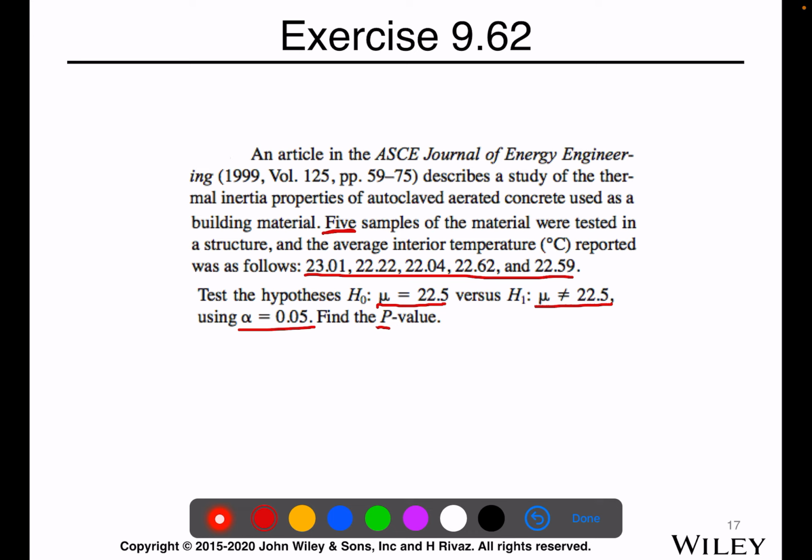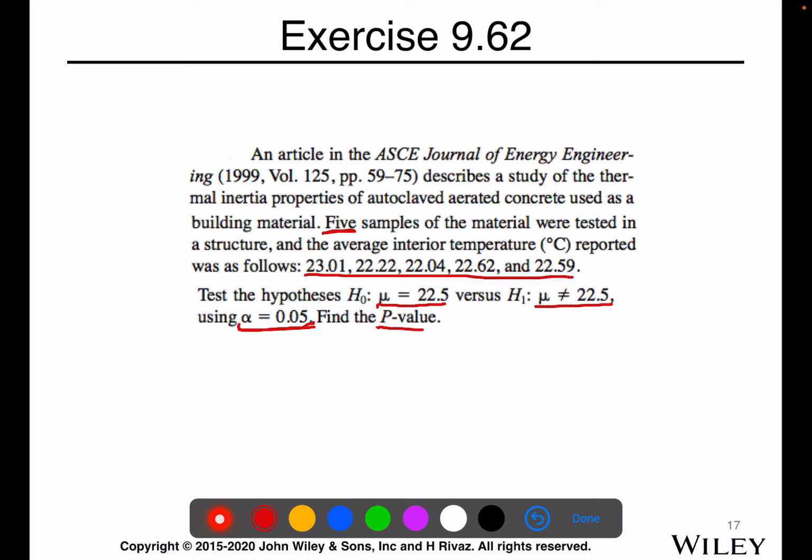Since the question wants the p-value, it's better to calculate the p-value in the first place, instead of rejecting using alpha equal to 0.05. It's better to find the p-value in one shot. So here, should we use the normal distribution or the t-distribution? T-distribution, right? Because we don't have sigma, and we only have 5 samples, right?